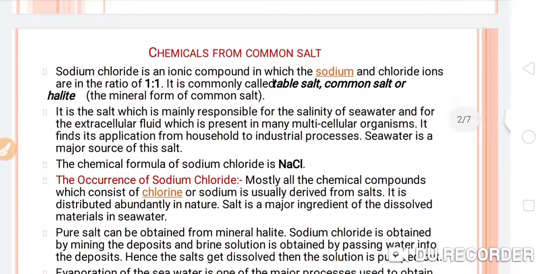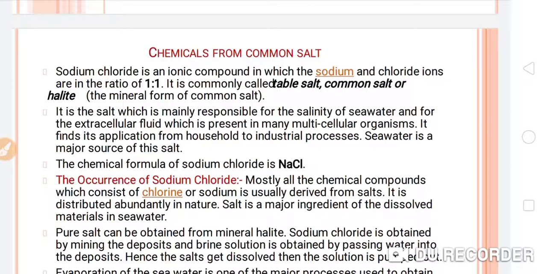The chemicals formed from common salt, meaning which kind of chemicals we can form from common salt. Sodium chloride is the name of common salt. Sodium chloride is an ionic compound in which the sodium and chloride ions are in the ratio of 1:1. It is commonly called table salt, common salt, or halite, meaning the mineral form of common salt. So this is known as halite.